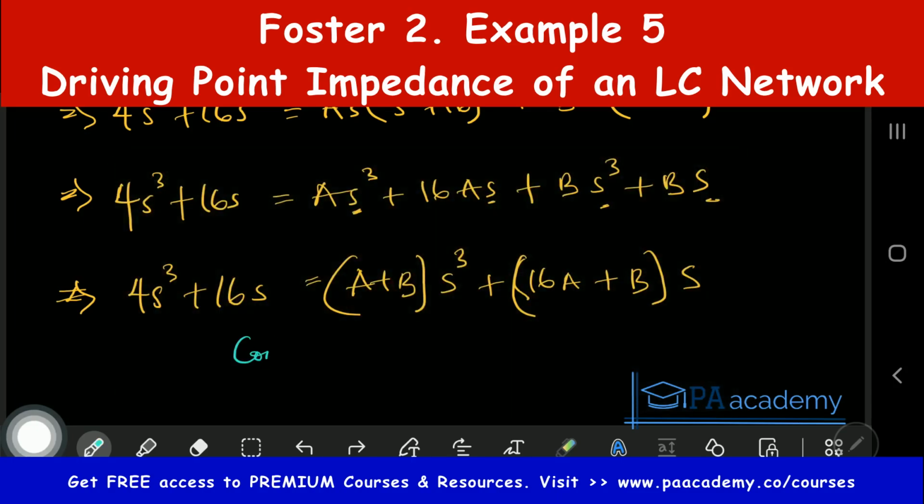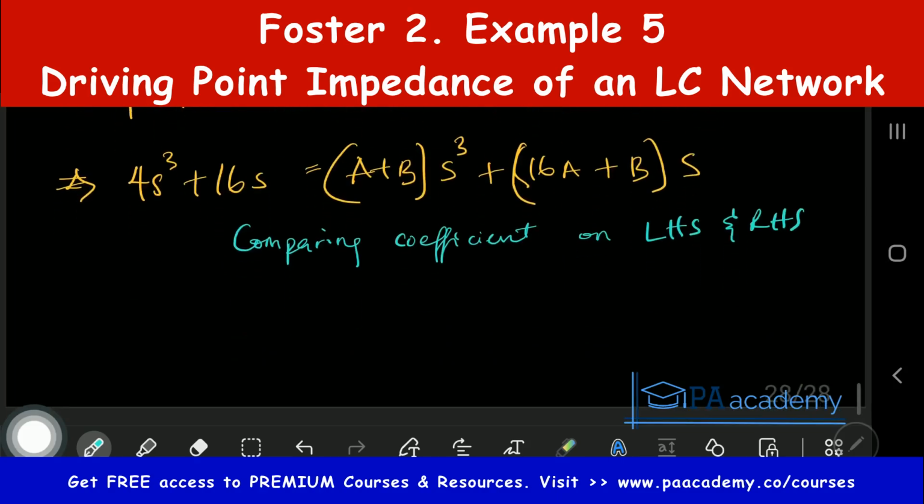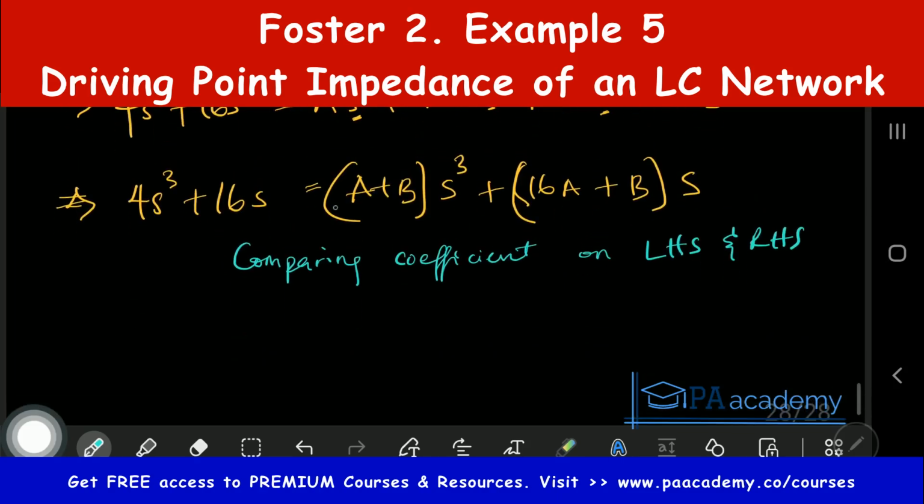So comparing coefficients on the left hand side and right hand side. That means we are going to be having, you see that we have 4s cubed here and this s cubed. So we can equate them together to look like this. That means we are going to be having a plus b is equals to 4. So let's take this as our equation 1.